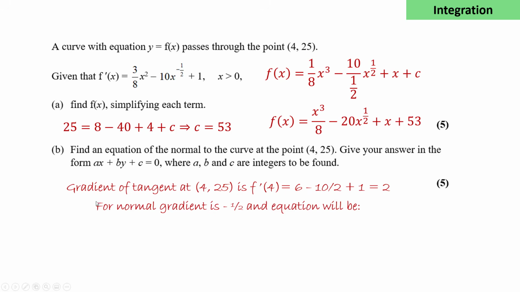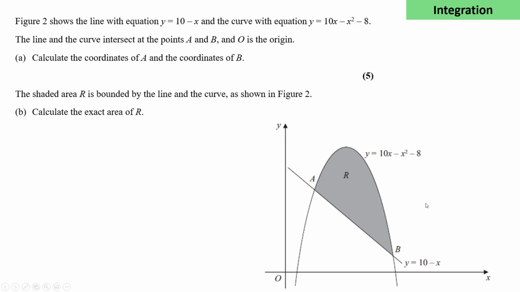The normal is perpendicular to the tangent, and so the gradient of the normal is minus a half. And the equation will be y minus 25 equals minus a half times x minus 4. We multiply through by 2 and rearrange to get x plus 2y minus 54 equals 0. An application of integration is finding the area under the curve.